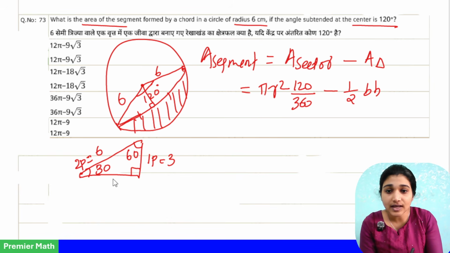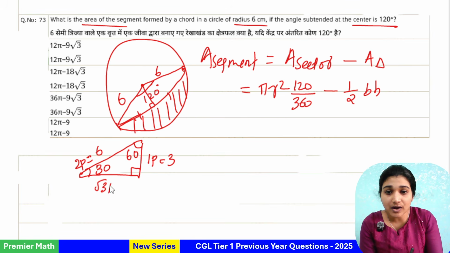And if you take tan 60, it is equal to root 3, that is root 3 part divided by 1, opposite side by adjacent side, is equal to root 3 part by 1 part. Then 1 part is equal to 3, so root 3 part is equal to 3 root 3.